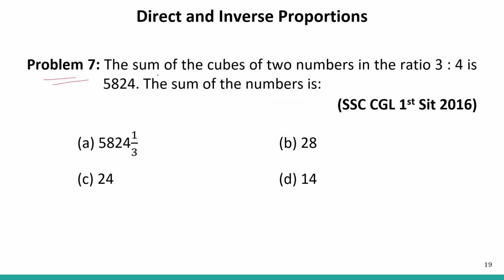So problem number 7. The sum of the cubes of two numbers in the ratio 3 is to 4 is 5824. So the sum of the numbers is what? 5824 whole and 1 by third, 28, 24 or 14. Okay, so this question has been asked in SSC CGL first sitting 2016 exam.